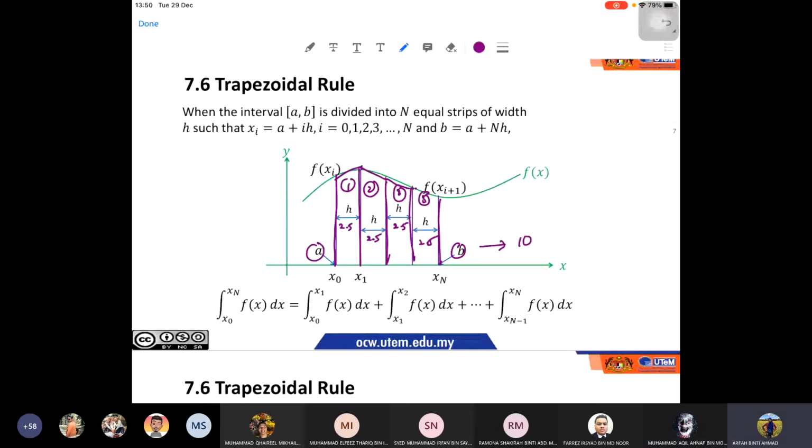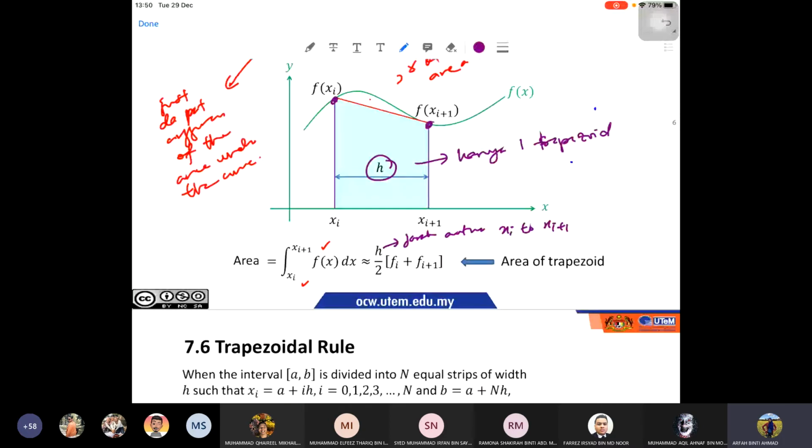Selalunya dia akan bagi based on the size of the stripe. Okay. So kalau dia suruh bagi kepada 4, awak dapatlah lebar stripe tu 2.5. Otherwise, kalau dia suruh bagi sampai 5, awak dapatlah lebar stripe tu adalah 2. Okay. So itu adalah contoh.